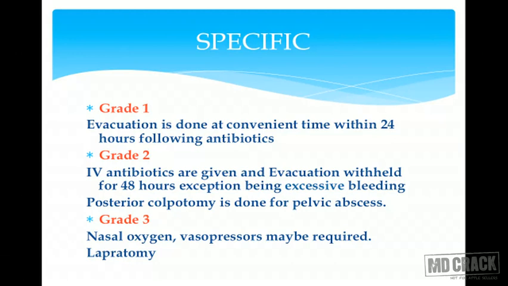Grade 3, you know the presentation. So in this case, we have to first control the patient's general condition. We have to give her oxygen, and vasopressors if she is in shock. And then once her general condition improves and settles, we can go for surgical evacuation. Usually in cases of peritonitis and abscesses, we have to go for laparotomy.